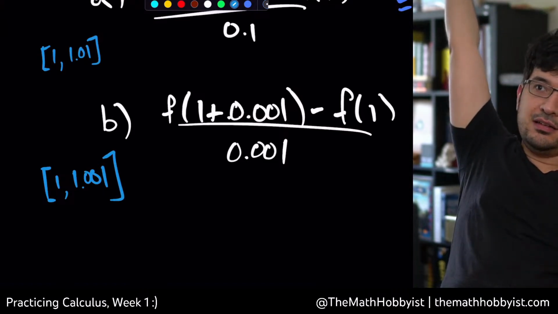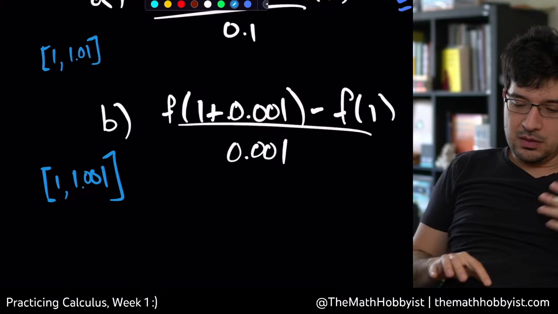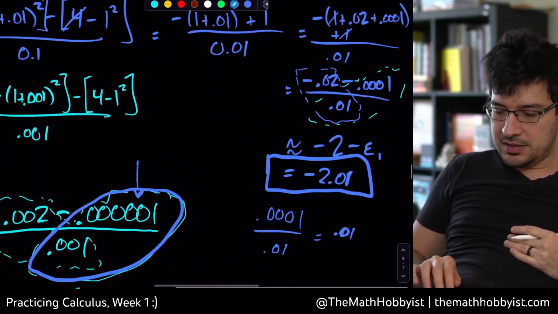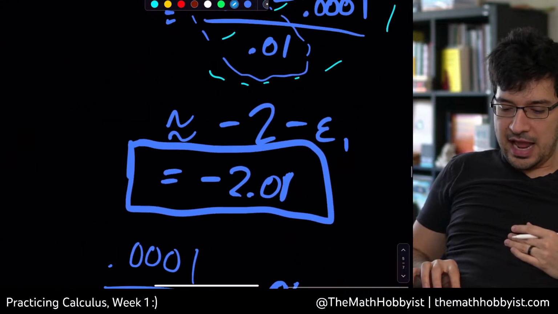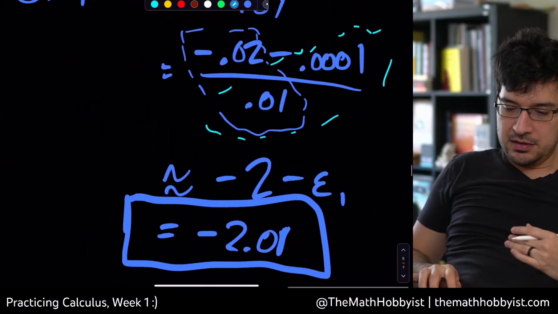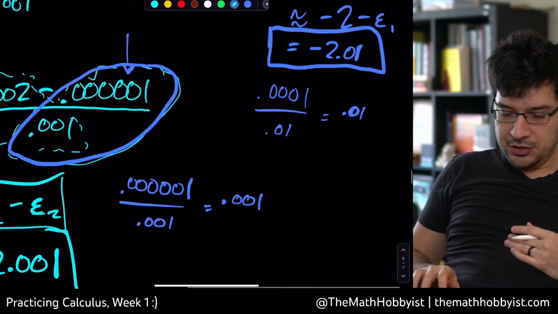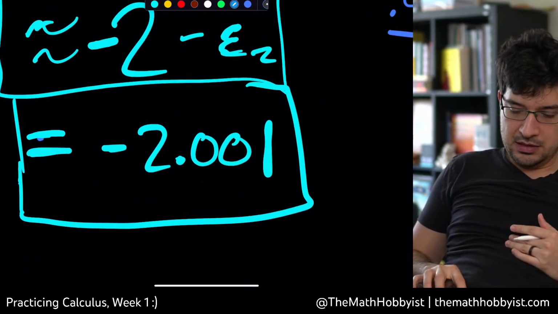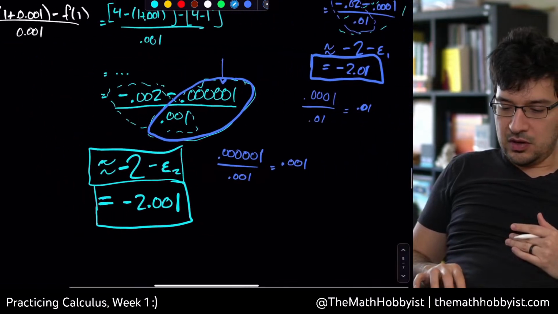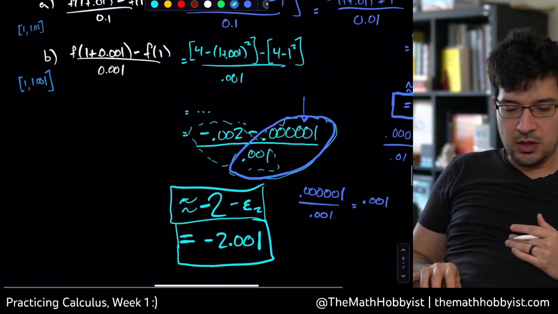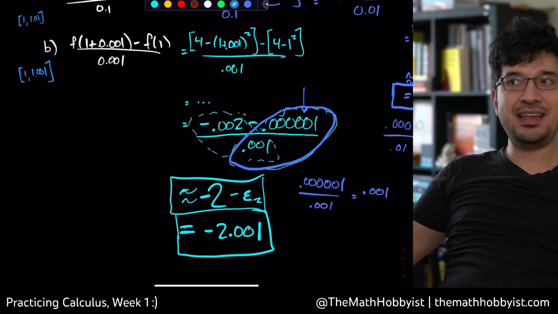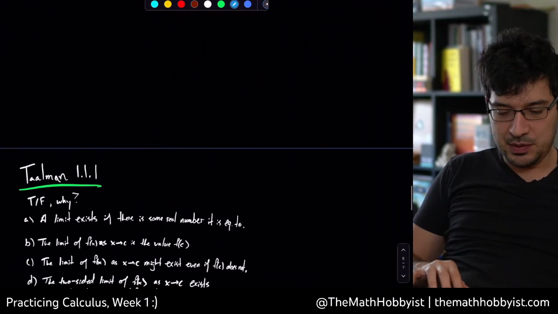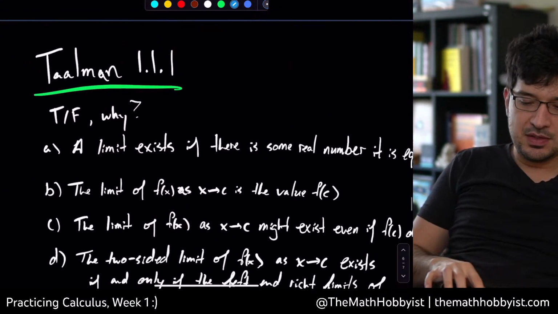This stuff turns out to be really cool. If you run through the math, you get negative 2.01, and you get negative 2.001 in this case. So they're getting closer and closer, like a limit. We're going to get there soon. Today I think that we're going to be working with limits.